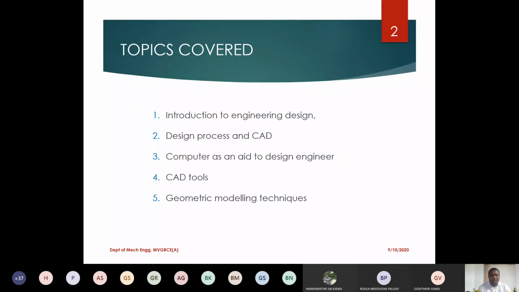The topics covered in this particular part, which are part of the first unit, are: introduction to engineering design, design process, and computer-aided design, computer as an aid to design engineer, CAD tools, geometric modeling techniques, all these things. Of course, geometric modeling techniques is a somewhat important topic from the exam point of view. But in order to understand that, all the prior topics also need to be understood well.